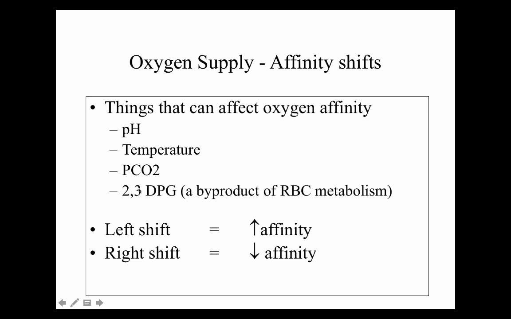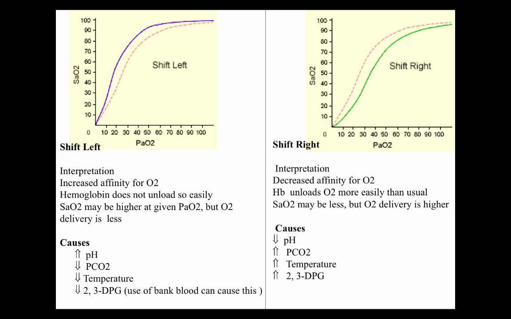So when we look at this oxyhemoglobin dissociation curve, we talk about a left shift, moving the curve to the left, and the net result of that is an increase in affinity between the hemoglobin and the oxygen. And a right shift, where you move that curve to the right, results in a decrease in affinity. And there are things that can change that, and it can be somewhat intuitive.